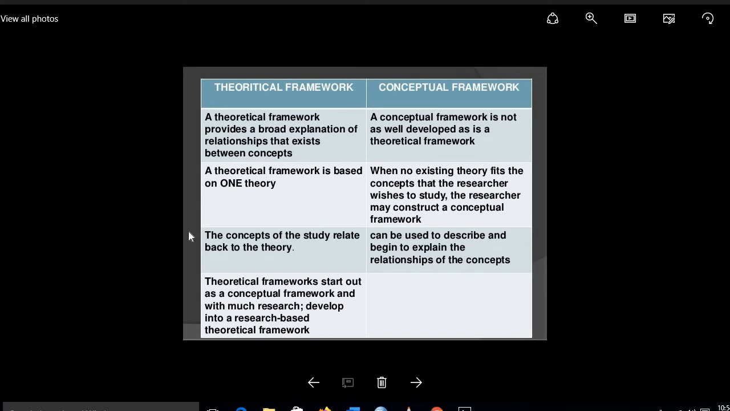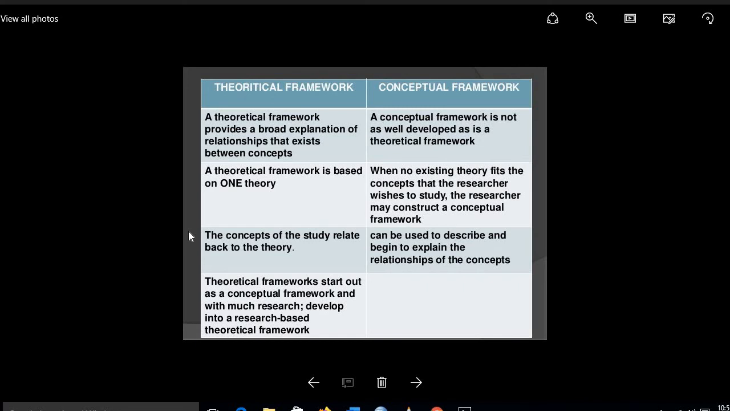And see the last part at the left hand side, that is theoretical framework. Theoretical frameworks start out as a conceptual framework. That means a researcher begins with a conceptual framework. And with that, the researcher will develop the theory and form it a theory. And then only it will become theoretical framework. So is that clear to you? Theoretical framework and conceptual framework. Conceptual framework is the beginning step, and they will conduct the tests again and again and prove it to be a theory. Is it okay?